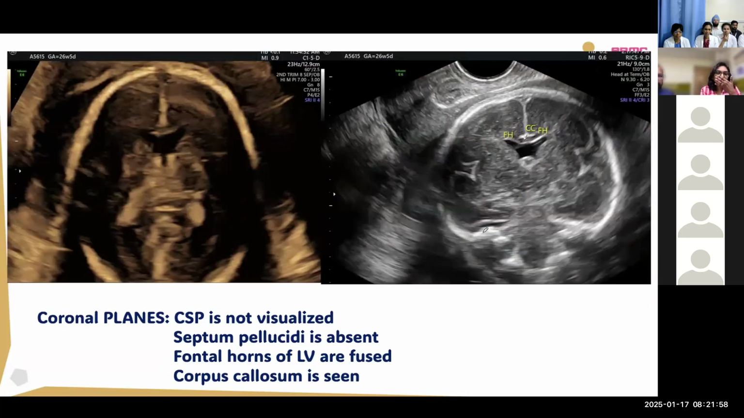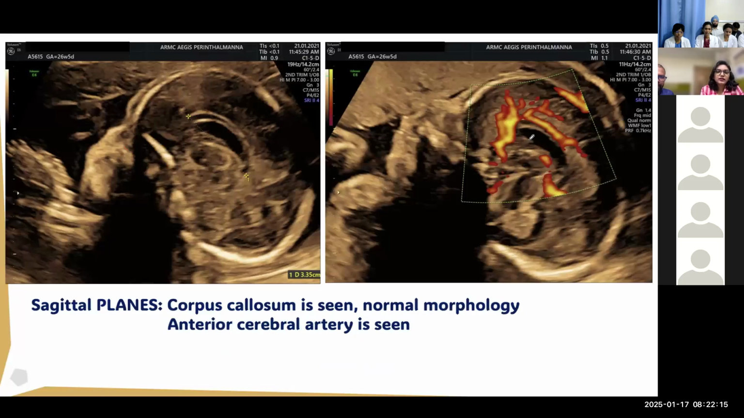And again, this is a coronal plane, which reconfirms the findings: absence of CSP along with the septum pellucidum, and a single fused frontal horn of the lateral ventricles. And here we can clearly see the corpus callosum, which is normally located. These are the sagittal images, which confirm the corpus callosum with its normal morphology and a normal pericallosal artery sweep.